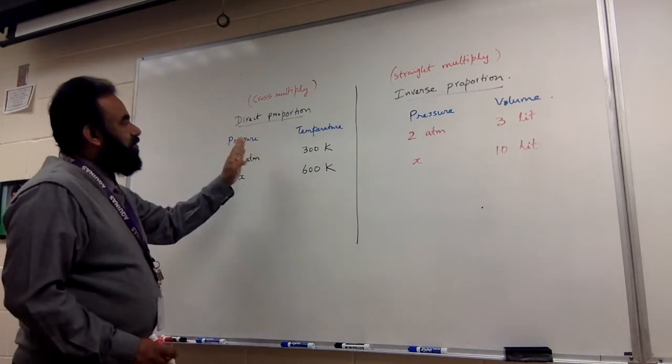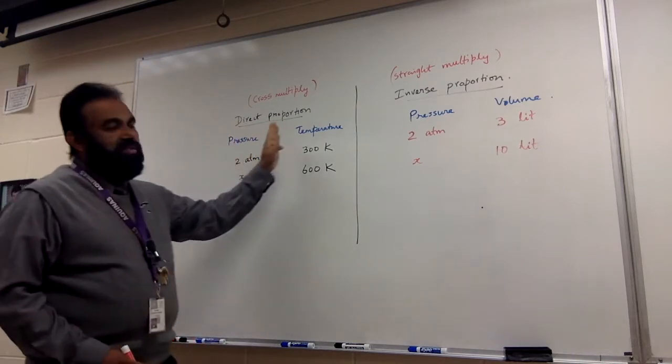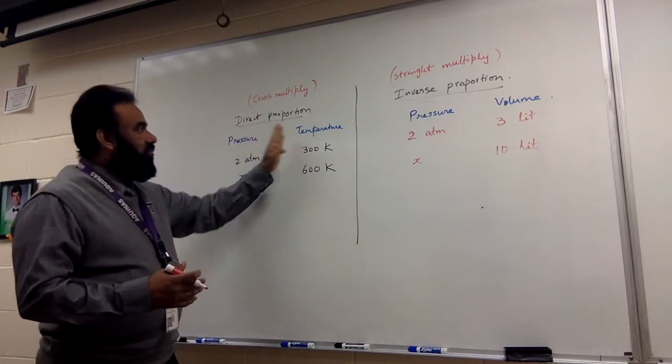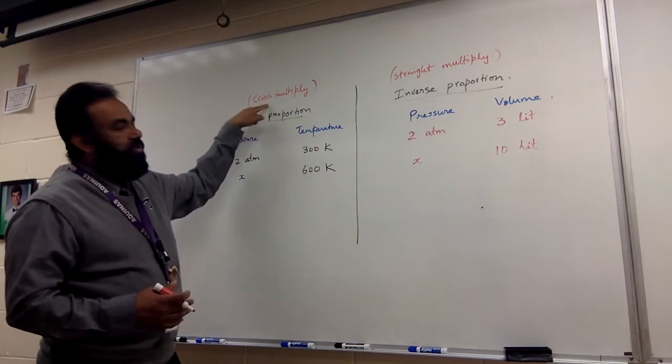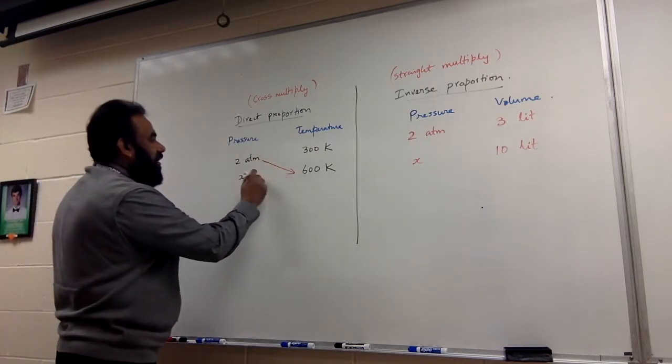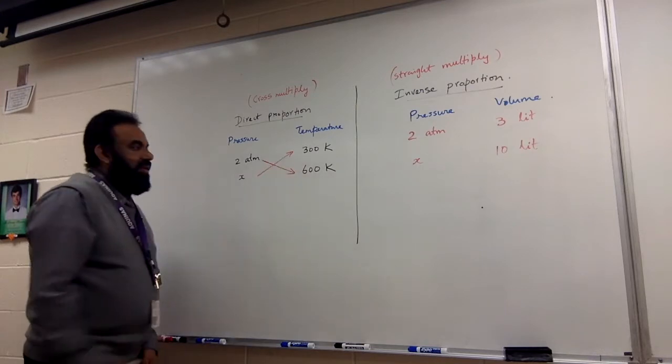For a direct proportion, what is a direct proportion? When one goes up, the other goes up. When one goes down, the other goes down. That's called direct proportion. In such a case, we do cross multiplication. So what we do is you put arrows like that, and this is our variable.